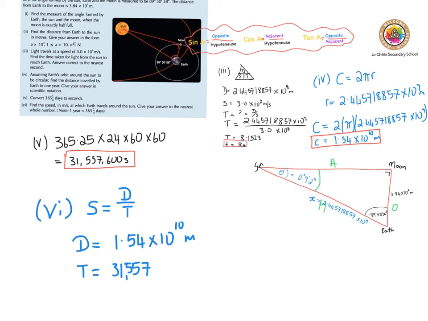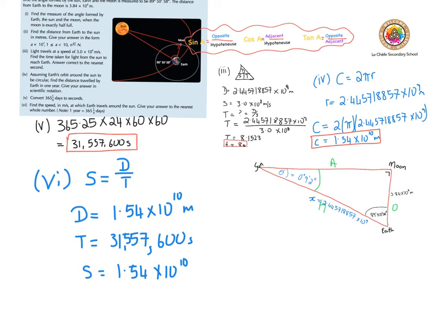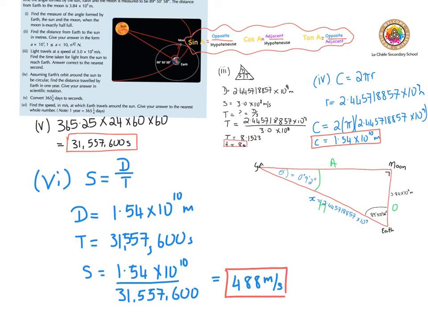So it's 31,557,600 seconds. And okay, so just filling that in, we have speed equals 1.54 by 10 to the power of 10 divided by 31,557,600 seconds. And so that's going to give us an answer of approximately 488 meters per second that the Earth travels in its orbit. Okay, so that's our answer to part 6.